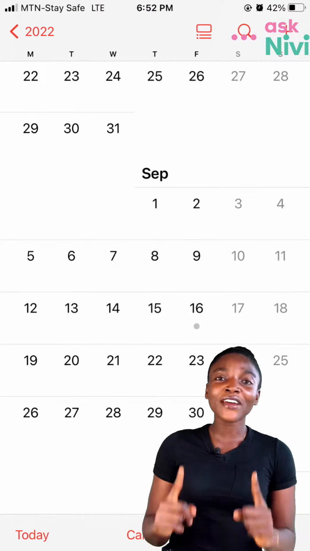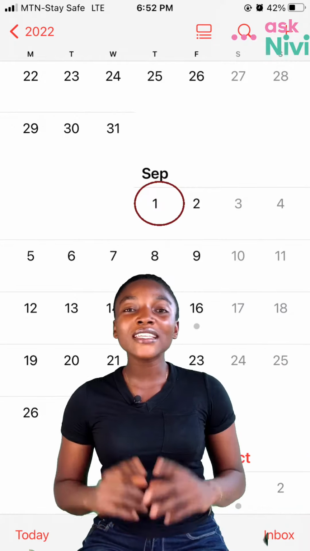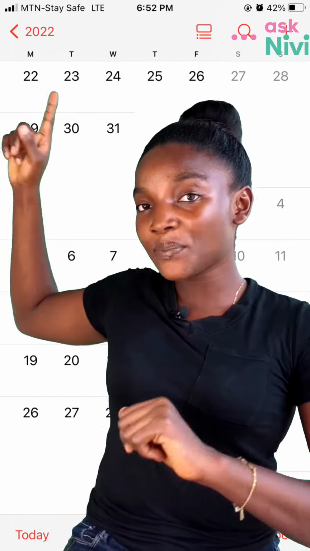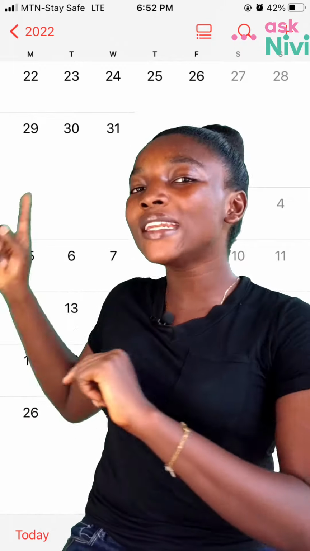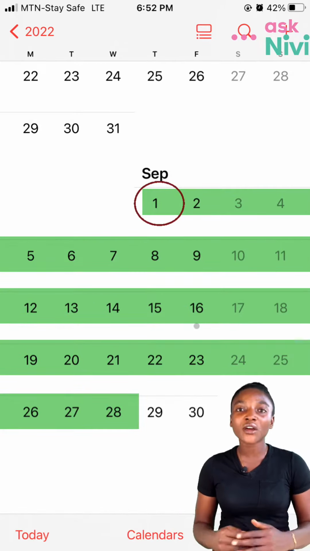Let's assume that the first day of your period is the 1st of September. The first day of your period is the first day of your menstrual cycle. Keep track of the first day of your last period to the first day of your next period. This will help you know what the length of your menstrual cycle is.